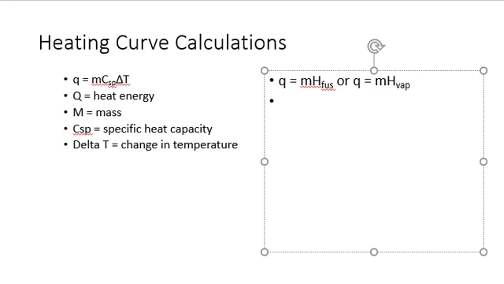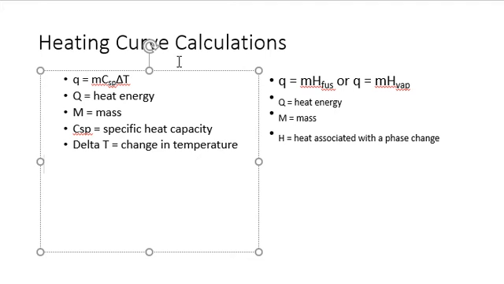The second is Q equals, so Q is our heat energy, equals our mass times our heat of vaporization or fusion, which basically means the heat associated with a phase change. So, we're going to start with this equation.